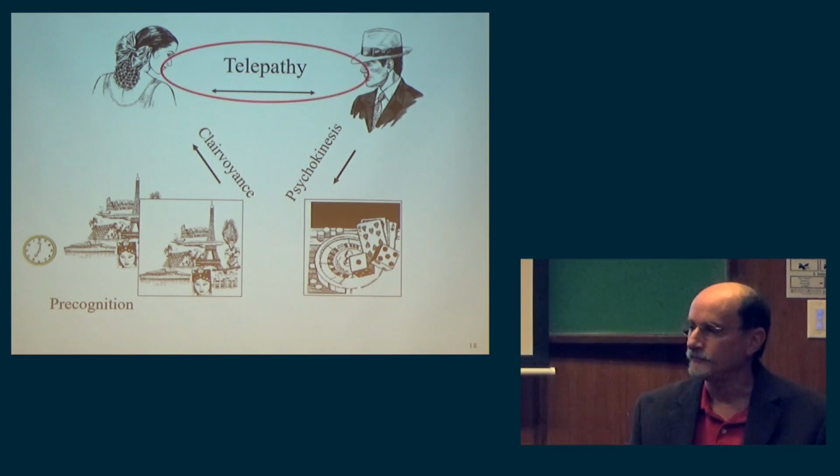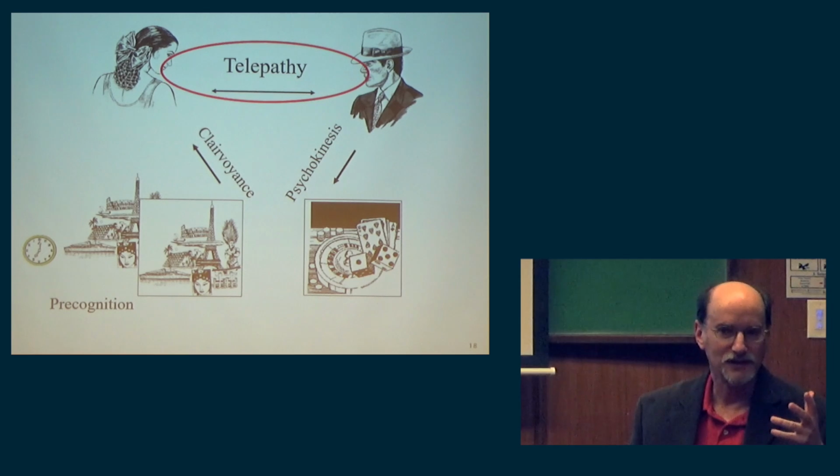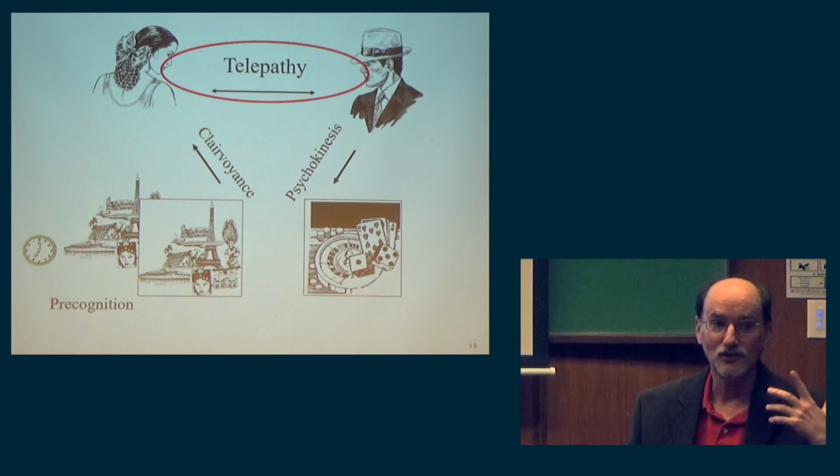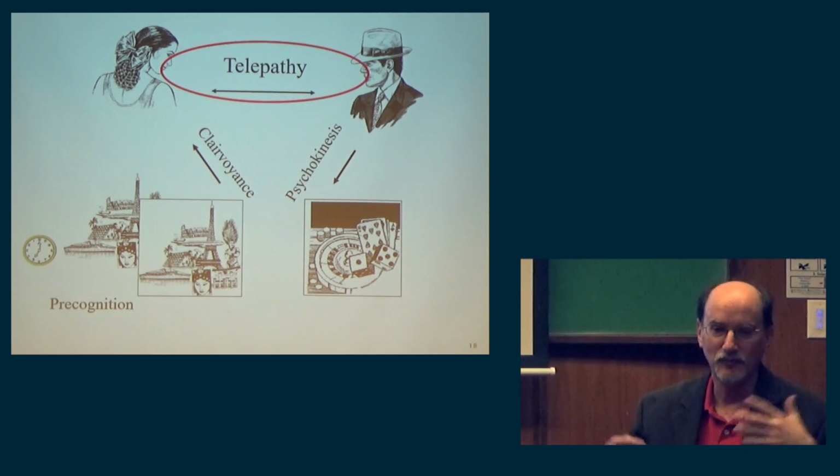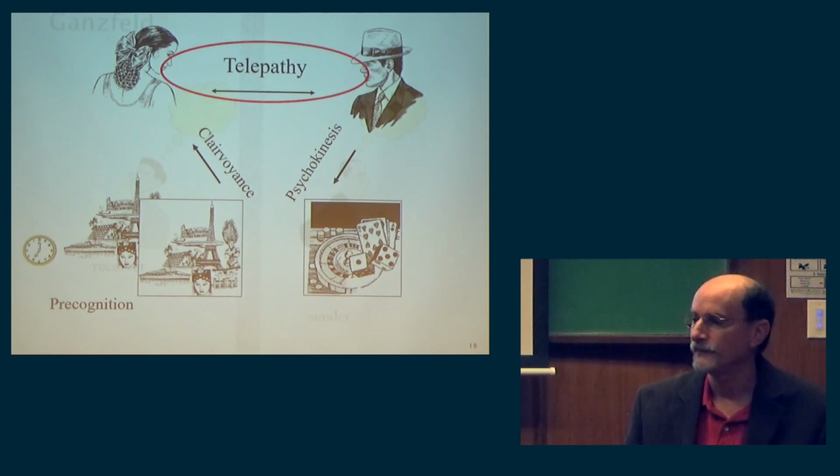So what do we do in the laboratory to study telepathy? Because just because people have these experiences doesn't necessarily mean that they're real. Because as we know, the brain is tricking us all the time. There are things that are illusions and coincidences. So how do we get beyond that and see what's really going on?